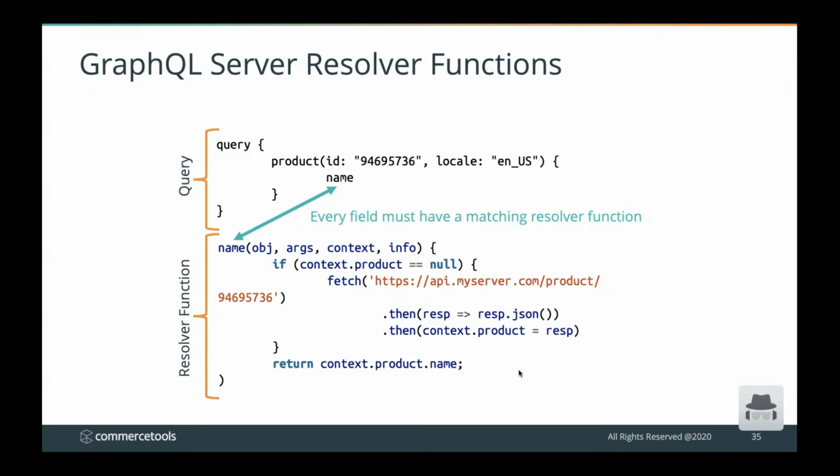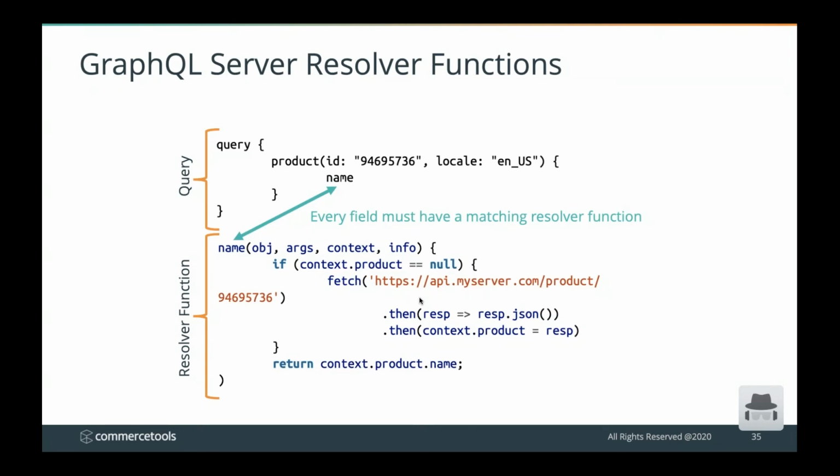But this right here, where you say fetch something, that can be anything. You could execute a database query. You could call a third-party ERP system. It doesn't matter how that data is resolved. I think it works really well to do REST, and that's why we recommend that it should complement REST, not replace REST. But just keep that in mind that every field must have a matching resolver function, and that's kind of the magic of GraphQL. That's where it all happens.